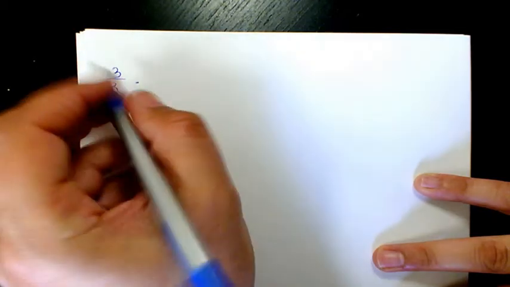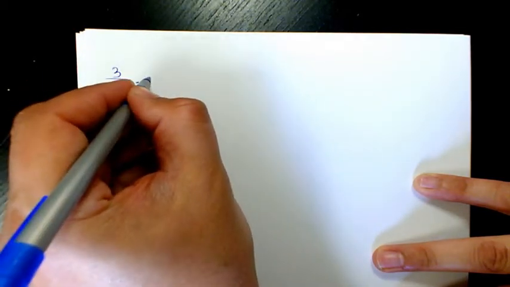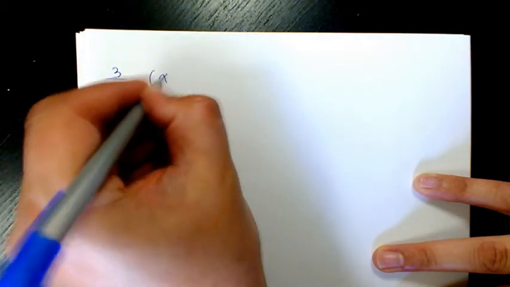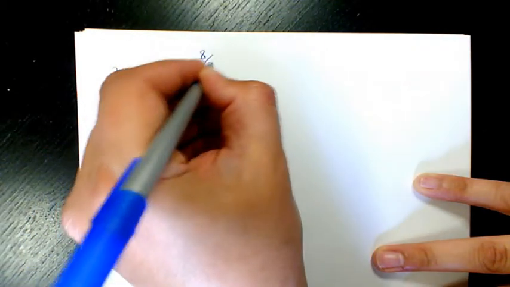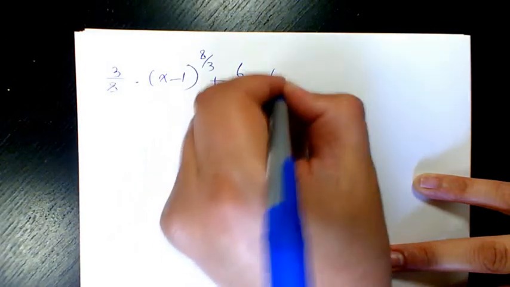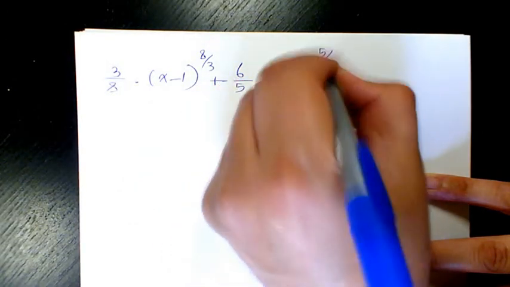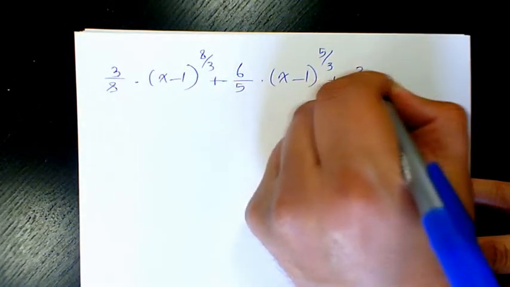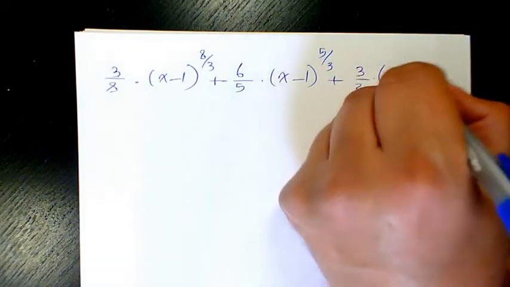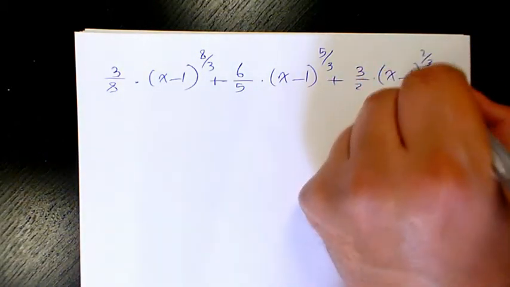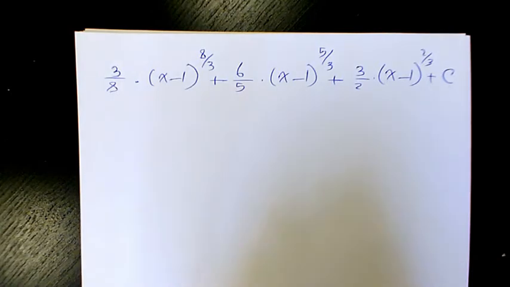So that's going to be 3 over 8 times u. u is x minus 1 to the power of 8 over 3, plus 6 over 5 times (x minus 1) to the power of 5 over 3, plus 3 over 2 times (x minus 1) to the power of 2 over 3, plus a constant number.